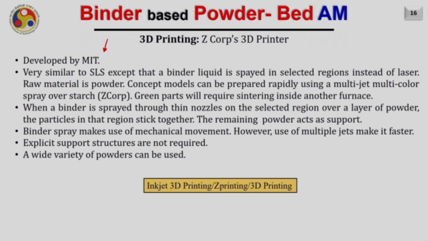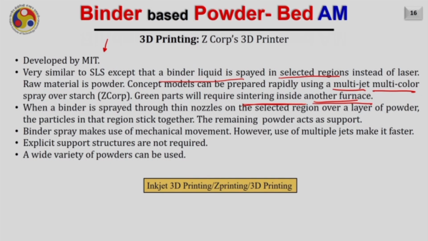It is very much similar to SLS which we have discussed, except that the binder liquid is sprayed in the selected region instead of a laser. The raw material is powder which can be ceramic, metal or polymer. The concept model can be prepared rapidly using a multi-jet, multi-color nozzle. The green part will require sintering inside another furnace as the post-processing of the parts.